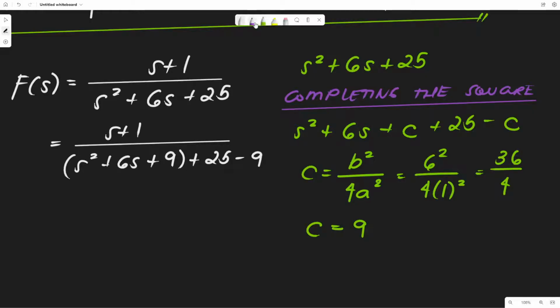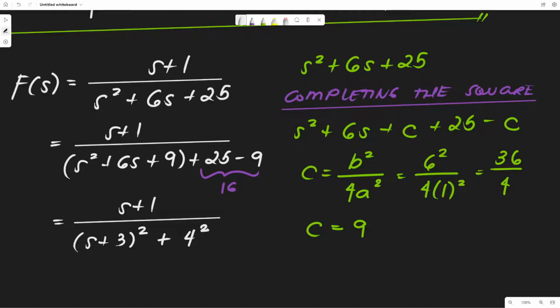And ito, i-simplify lang natin to. So 25 minus 9 is 16, which is also a perfect square. So it perfectly satisfies our condition. Rewrite lang natin, no? So we have here s plus 1 over what is the squared form, or the factored form of s squared plus 6s plus 9. So that is obviously s plus 3, no? S plus 3 squared plus 4 squared, or 16, no? So 4 squared is equal to 16.